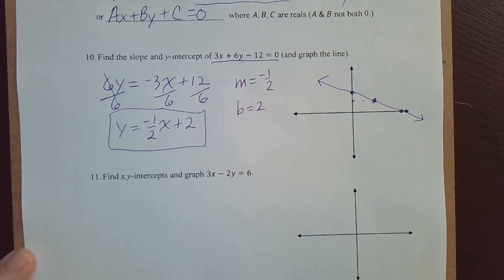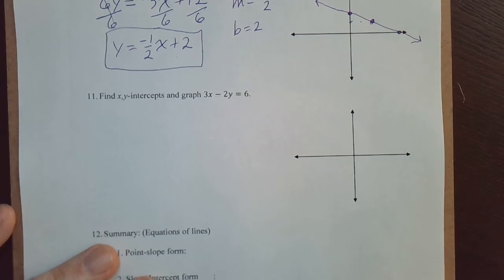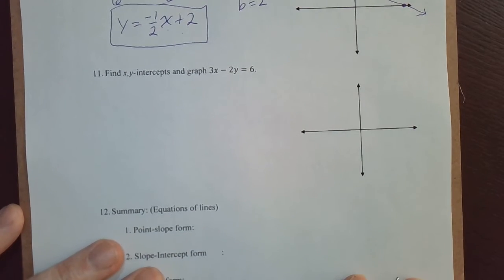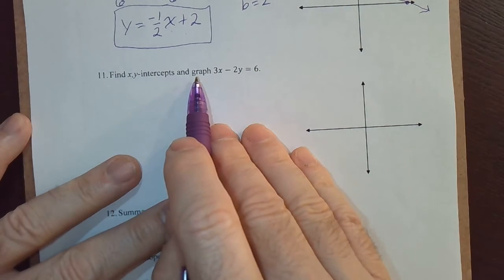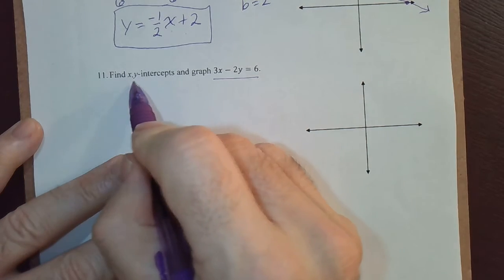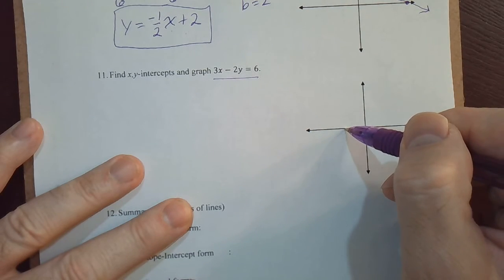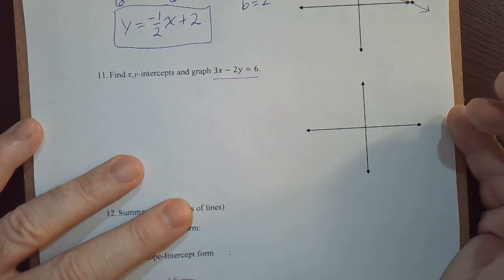All right. Let's do one more example and then summarize a bit. Find the x and y-intercepts and graph this equation. Well, I don't know that I explained how to obtain the x and y-intercepts. Remember what they are. The x-intercept is where the line crosses the x-axis, and the y-intercept is where it crosses the y-axis.